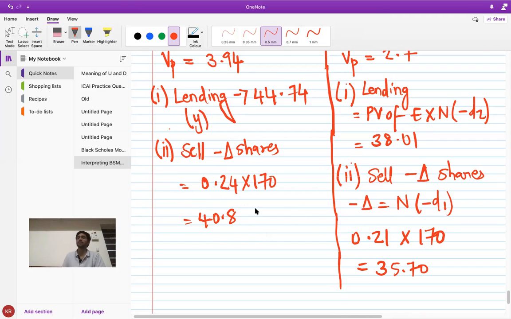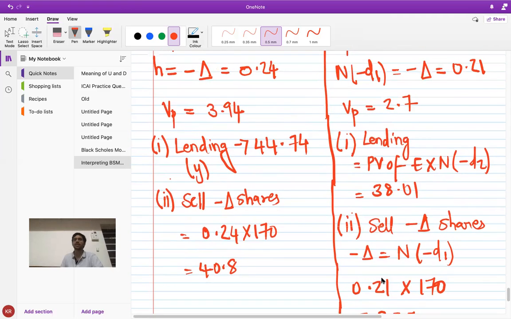The share price is the same under both the models. So the amount that I'm receiving on shorting shares has come down from 40.8 to 35.7. That is a decrease of about $5. So lending has come down by $7, and shorting has come down by about $5, in such a way that the net value of the put option has also come down.